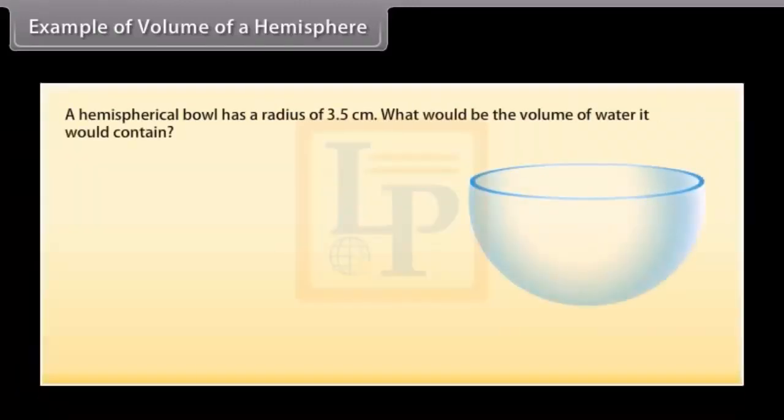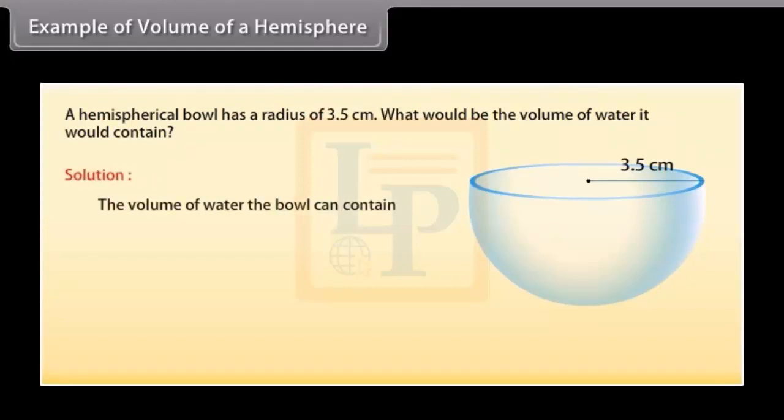Example of volume of a hemisphere. A hemispherical bowl has a radius of 3.5 cm. What would be the volume of water it would contain? Solution. The volume of water the bowl can contain is 2 upon 3 pi r³, which equals 2 upon 3 into 22 upon 7 into 3.5 into 3.5 into 3.5 cm³, which is equal to 89.8 cm³.